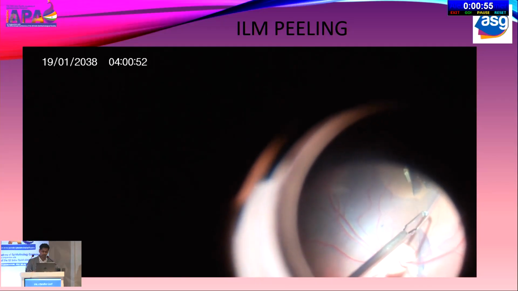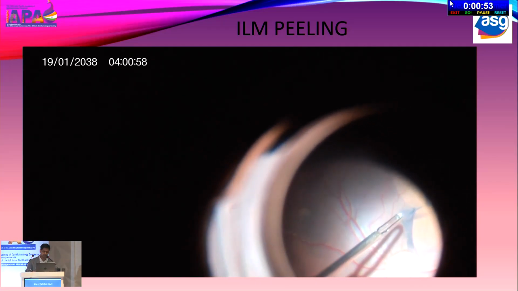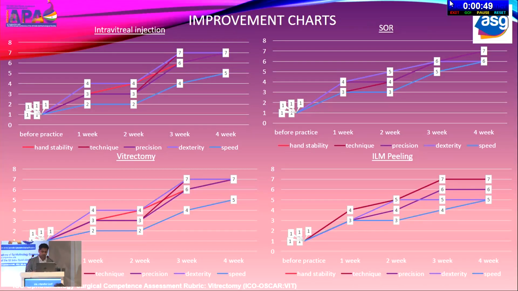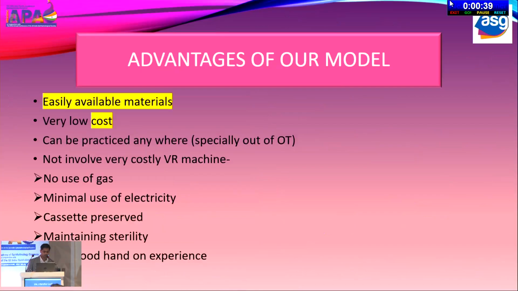And post practice, this is me performing ILM peeling in a case of traumatic macular hole. So these are my graphs which have shown improvement on the basis of hand stability, technique, precision, dexterity and speed on a scale of 1 to 10 assessed by an assessor in a 4-week period.